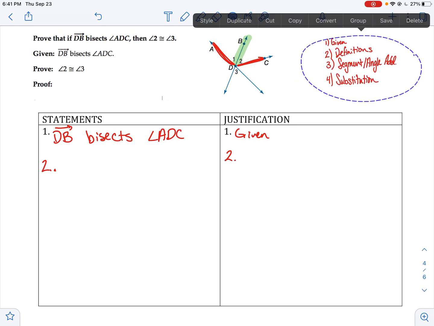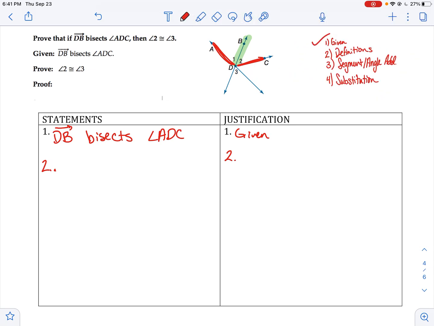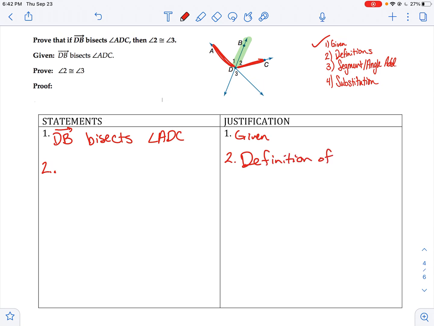We got our givens down. Check that off the list. We can do some definitions now though. Why don't you try this proof on your own and then unpause as you need to get some help and check your work. So if DB bisects ABC, then what do I know about the angles? Well, if DB is a bisector, it cuts it in half. It means that angle 1 is congruent to angle 2.